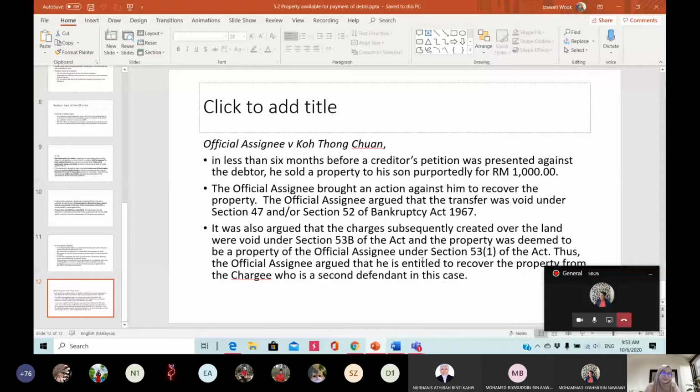The court held that the conveyance was void. Therefore, the conveyance was fraudulent. And then the court agreed with the official assignee that they are entitled to recover the property from the chargee, that is the third party in this case. Yeah. Okay, the proper case you can read later, it is in the manual. Okay, any question?